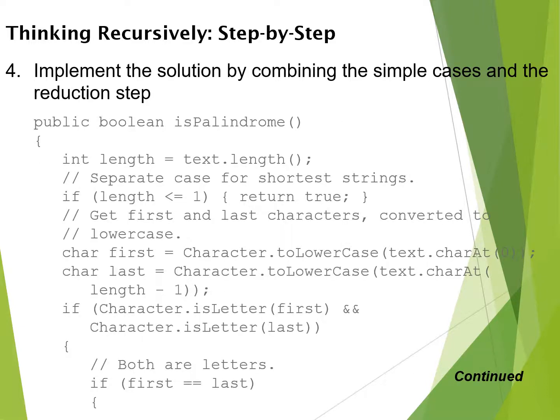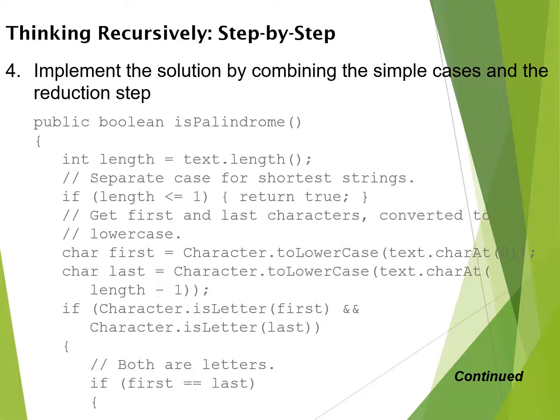So here is a detailed implementation of isPalindrome in Java. First, you calculate the length of the string, which is text.length. If the length is less than or equal to 1, which means that we have the extreme simple case, you need to return true. As I said, a string with one or no characters is a palindrome. Then you need to find the lowercase form of the first character and set it into first, and the lowercase form of the last character and set it equal to last.